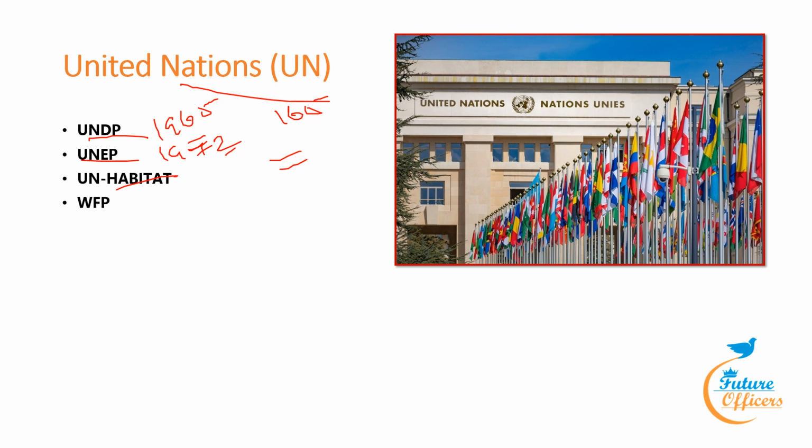The Third United Nations Conference on Housing and Sustainable Urban Development, Habitat 3, was held in 2016 in Quito, Ecuador. It elaborated on Goal 11 of the Sustainable Development Goals: make cities and human settlements inclusive, safe, resilient, and sustainable. Next, WFP. The World Food Program is the leading humanitarian organization saving lives and changing lives, delivering food assistance in emergencies and working with communities to improve nutrition and build resilience. The WFP was established in the year 1963 by FAO, the Food and Agriculture Organization, and the United Nations General Assembly.